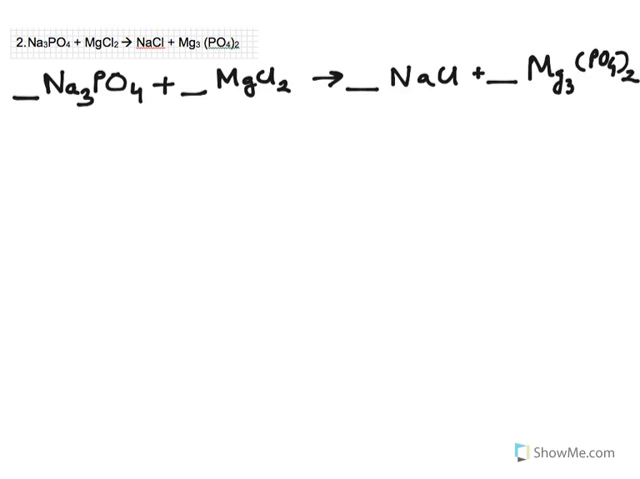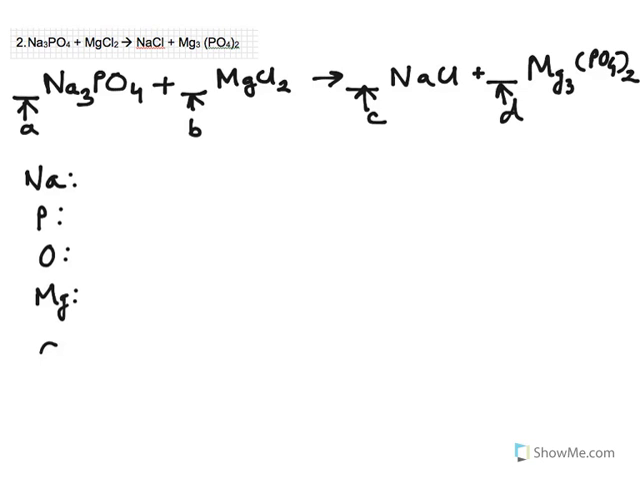Let us now assign random variables to these reactants and products. So let's say Na3PO4 has A assigned to it, MgCl2 has B, NaCl has C, and Mg3(PO4)2 has D. Next, we list the elements we have on both sides of the equation. So for this equation, we have sodium, we have phosphorus, we have oxygen, we have magnesium, and we have chlorine.